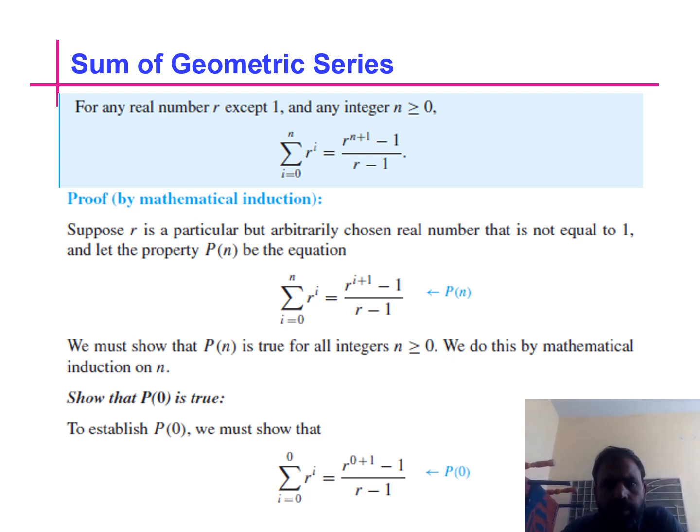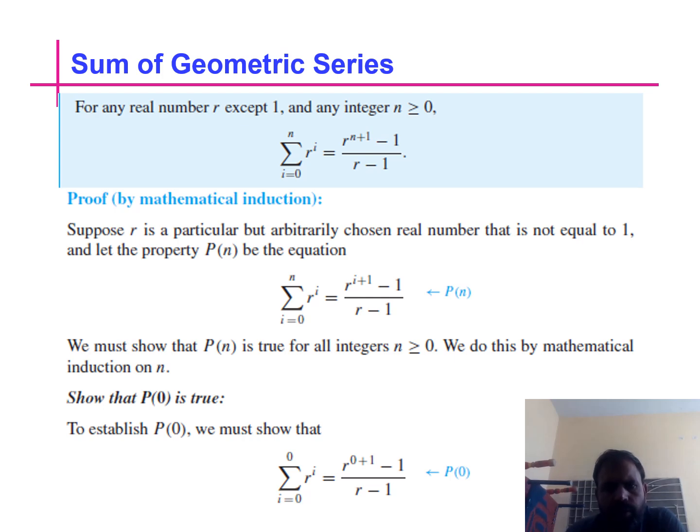Suppose r is a particular but arbitrarily chosen real number that is not equal to 1, and let the property p of n be the equation: summation i varies from 0 to n of r to the i is equal to r to the n plus 1 minus 1 over r minus 1. So this is the proposition here. We must prove p of n is true for all integers n greater or equal to 0. We do this by mathematical induction on n.